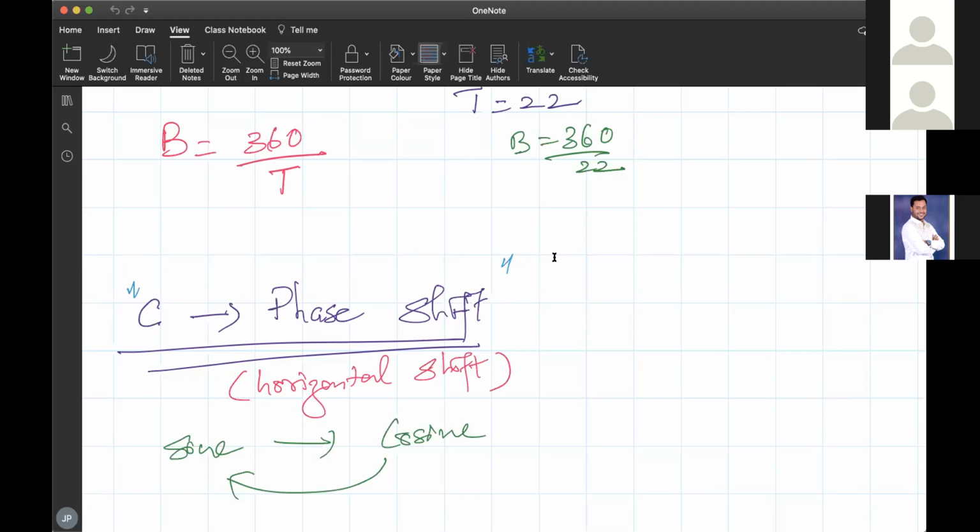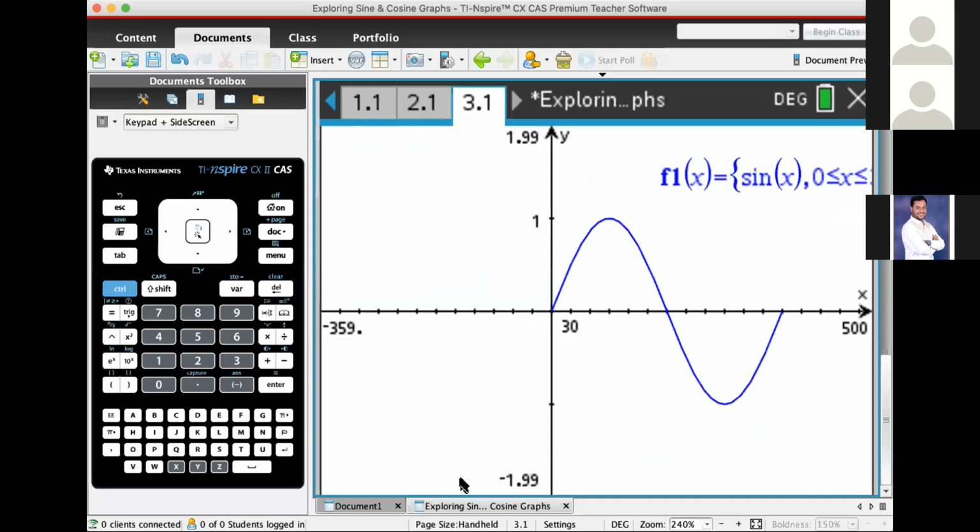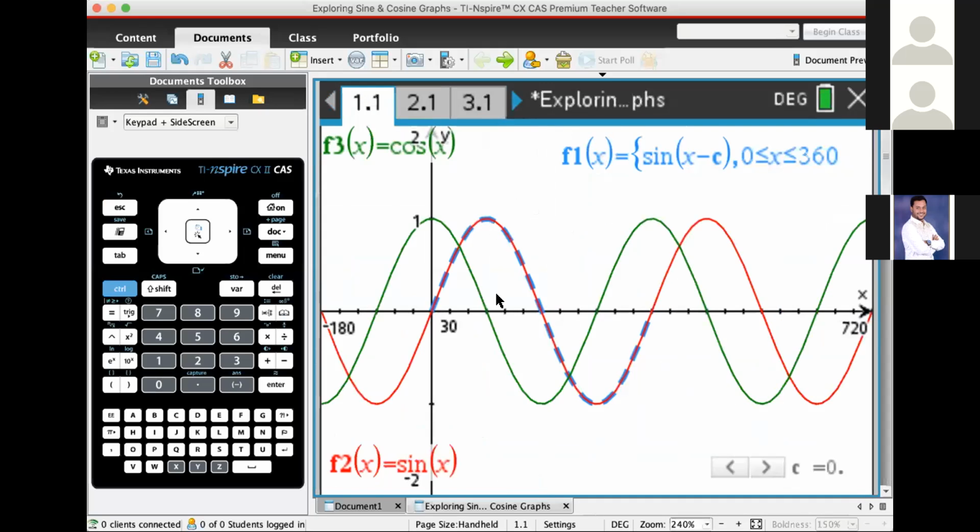For that, let's take a look at my TI-Nspire little file that I had created. Let me go back to that. Here's the original parent sine wave. What we see here are three different things, and this is just to demonstrate C. The green is cosine, and the red is sine.